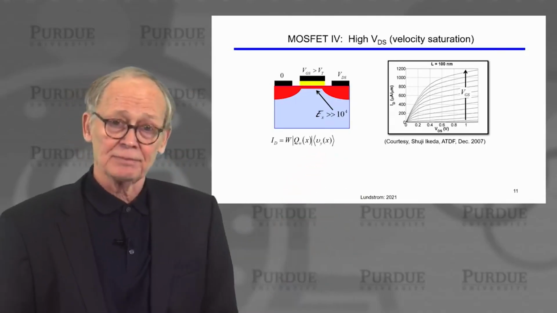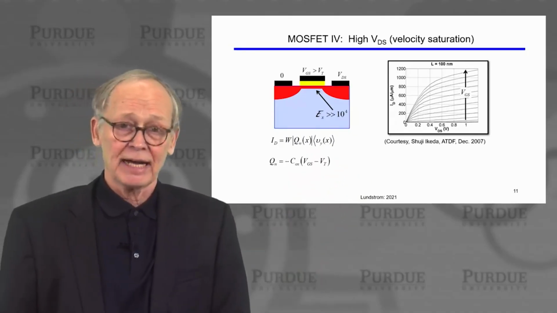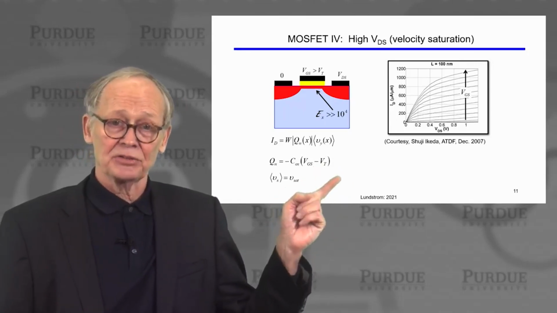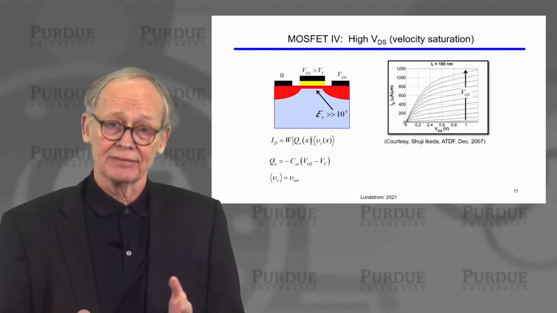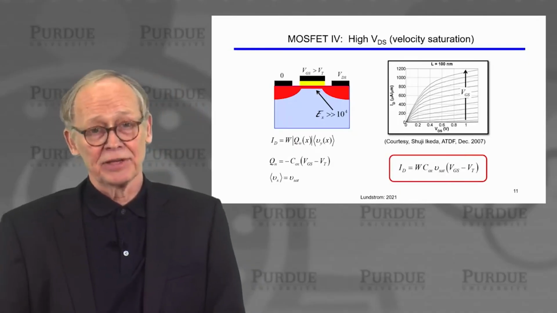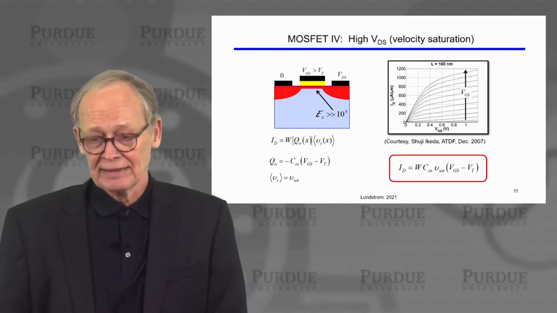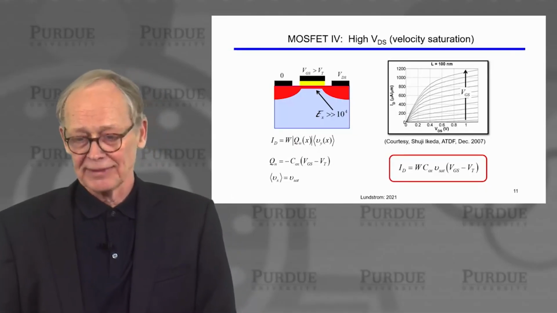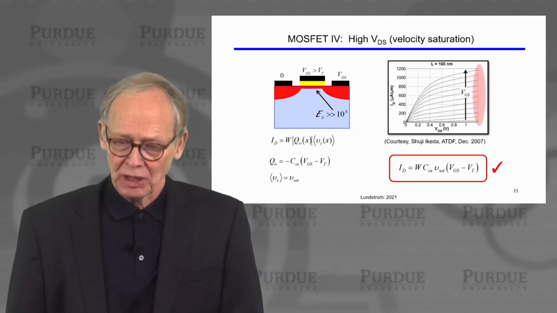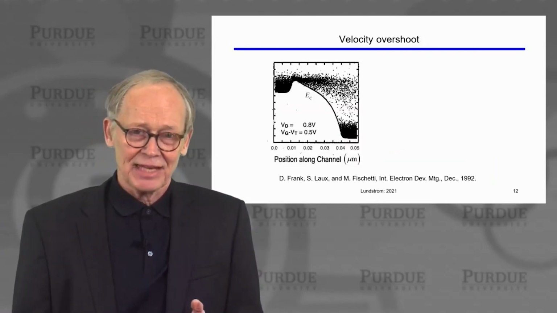Well, if we want to compute the current, current is still charge times velocity. The charge is still Cox (Vg minus Vt). But the velocity now, because the field is so high, is just the high field saturated velocity, 10 to the 7th centimeters per second for electrons in silicon. You put that together, and it's very simple. We get a simple expression for the saturated current. This would be called the velocity saturated MOSFET. Okay, so that was fairly easy to do as well, but you should spend some time to make sure that you understand that.